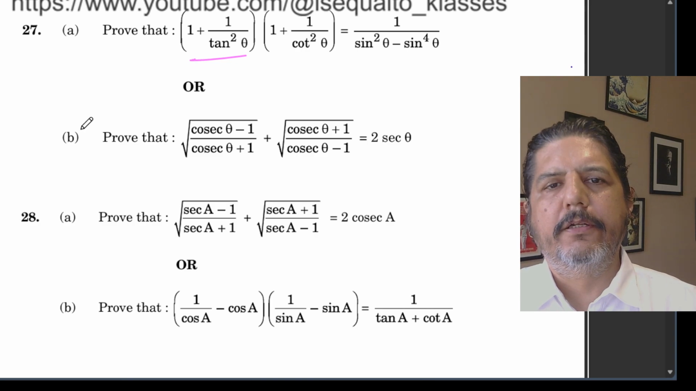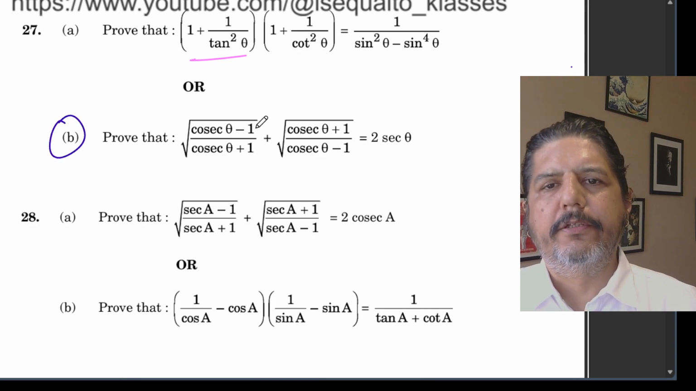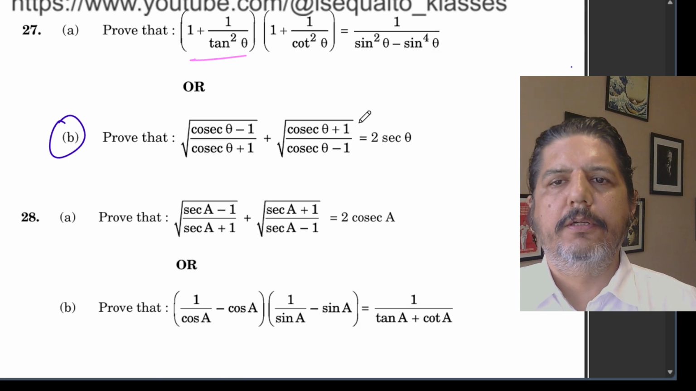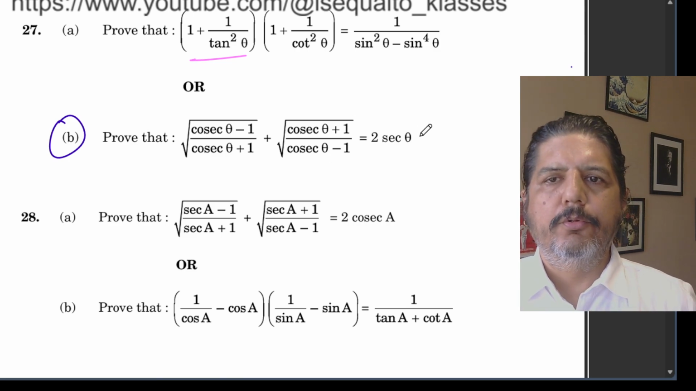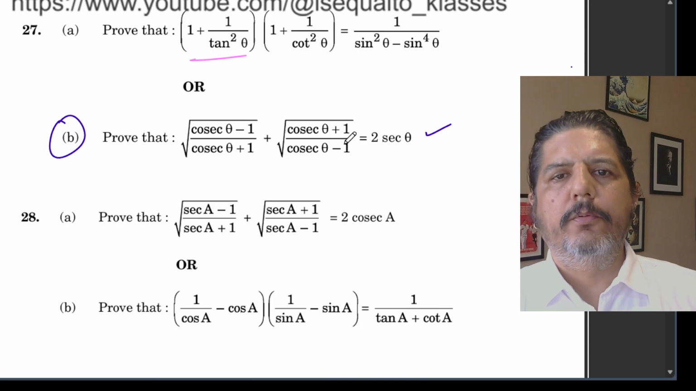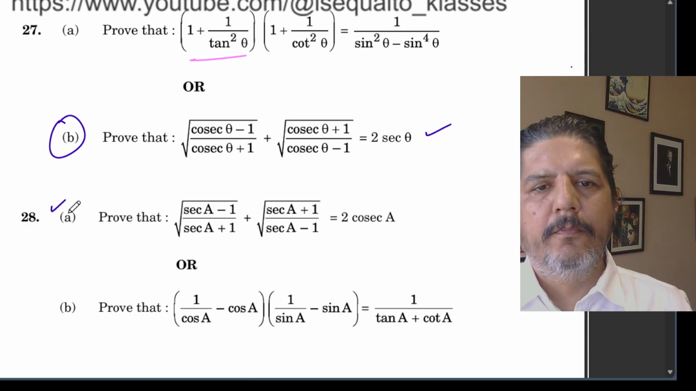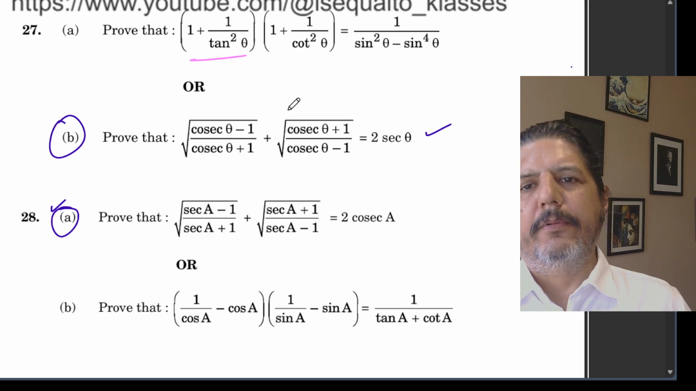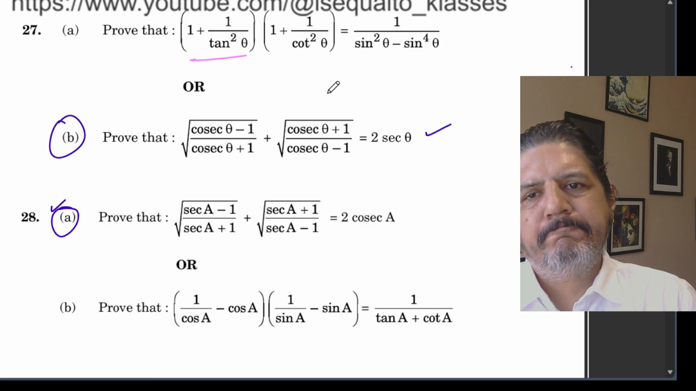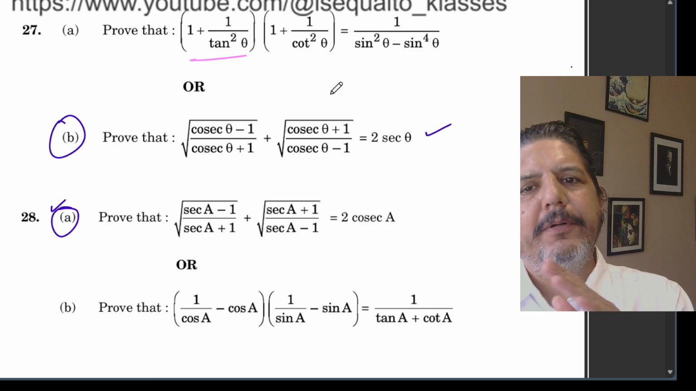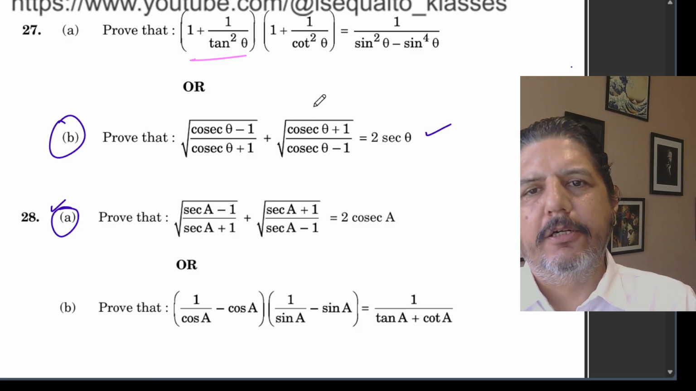So let's look at the next question. Cosec theta minus 1 upon cosec theta plus 1, plus cosec theta plus 1 upon cosec theta minus 1, is equal to 2 secant theta. Now, the interesting thing is this question and the next question are almost the same and they look very dangerous, but they are pretty simple questions. So let's start doing them.